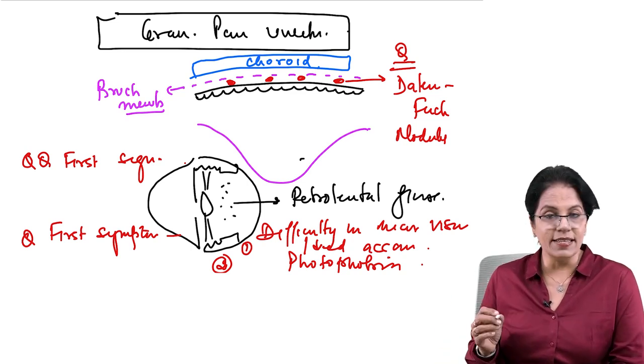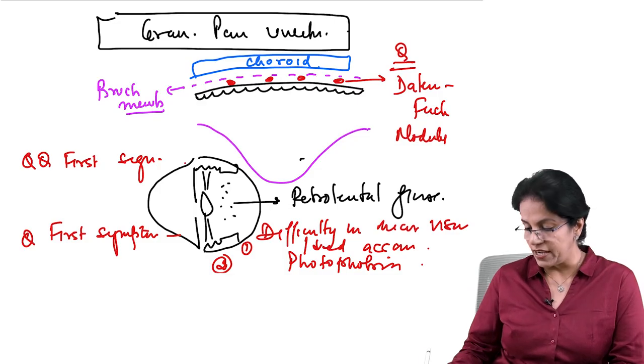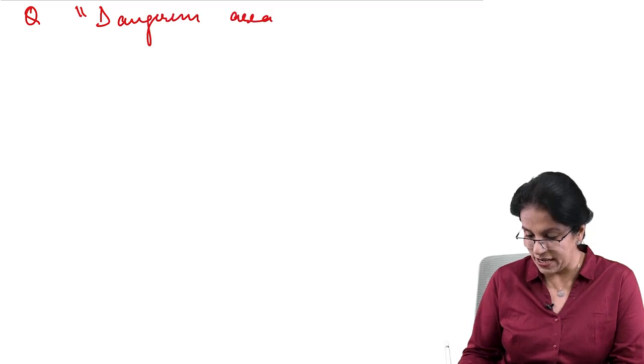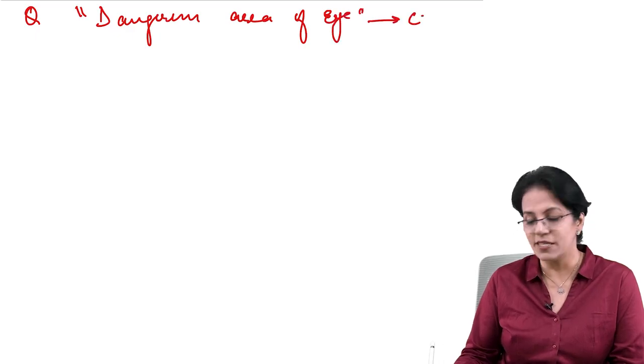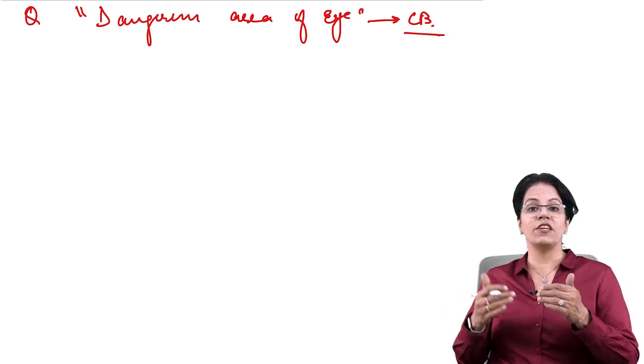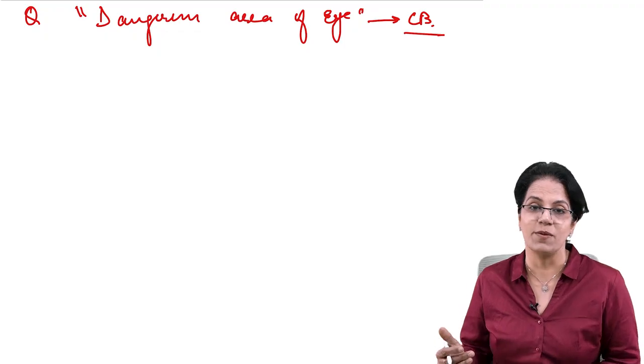Right. Then another question is, what is the dangerous area of eye? So, dangerous area of eye was a term given by Parsons himself. Dangerous area of eye, we will answer is ciliary body. Why is the ciliary body considered the dangerous area? Because any trauma to the ciliary body is a very big risk for sympathetic ophthalmitis.